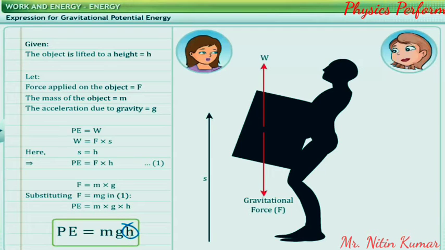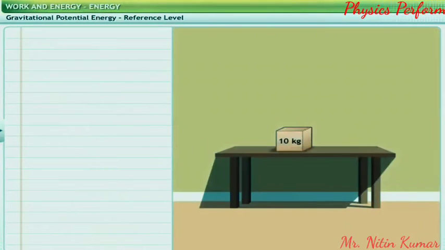Raised from what? Does height always refer to height from the ground? That's a good question. To calculate the gravitational potential energy of an object, it is important to get the reference level right. Let's consider 4 cases to understand the gravitational potential energy of an object with respect to different reference levels.